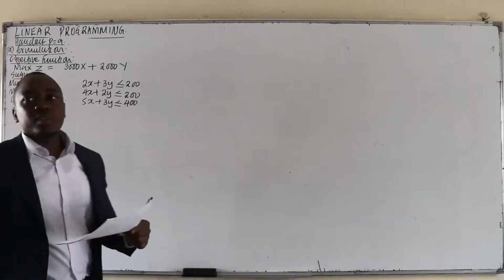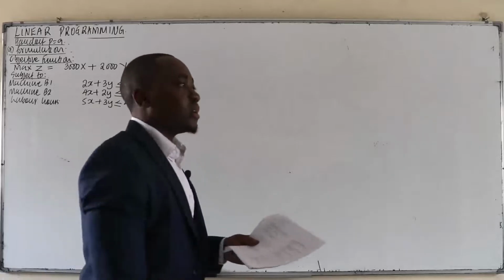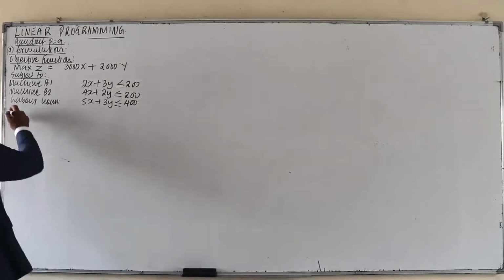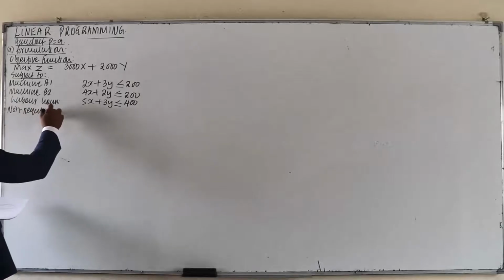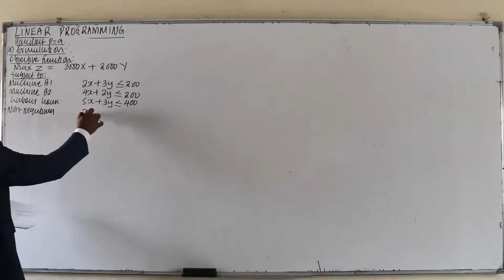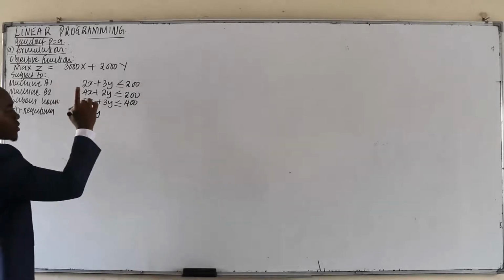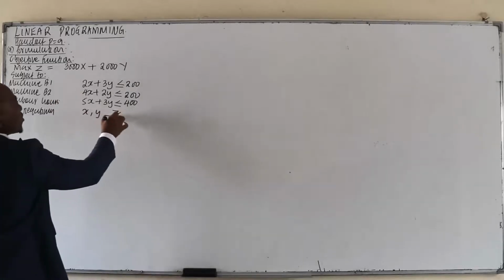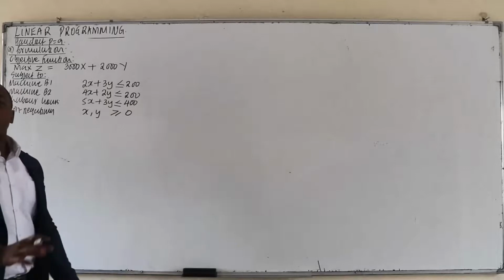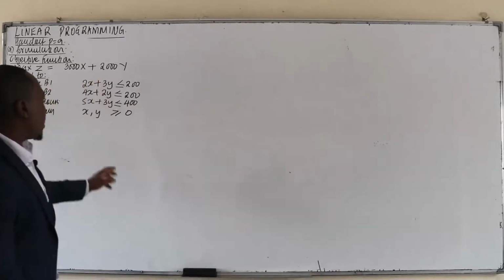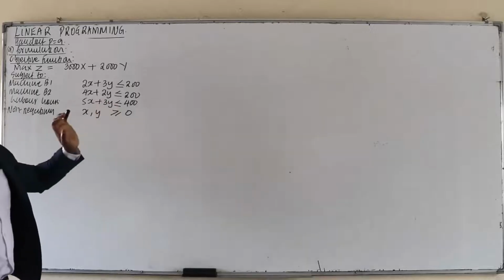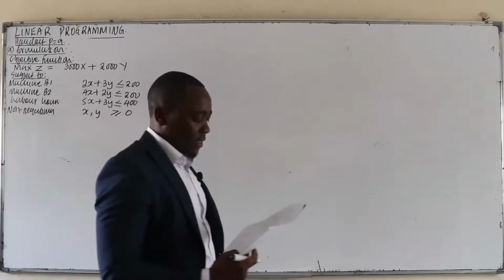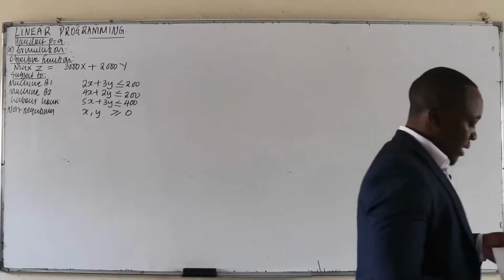Then the last step in linear programming is non-negativity. Now you show that product X, comma, Y, if you produce, should be greater or equal to 0. There is no negative. This one you just show like this: X, comma, Y should be greater or equal to 0. That's what you call non-negativity. That's how you get your 5 marks.